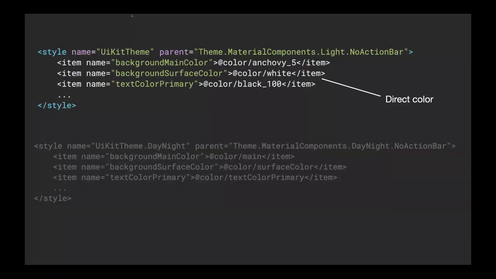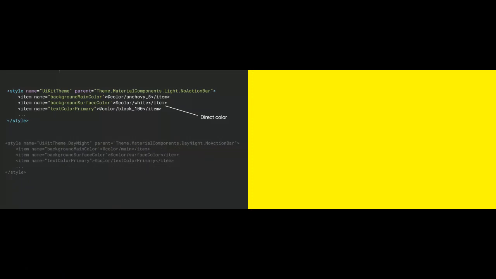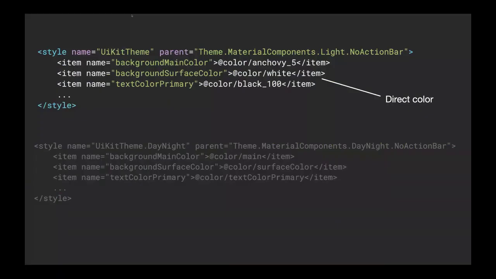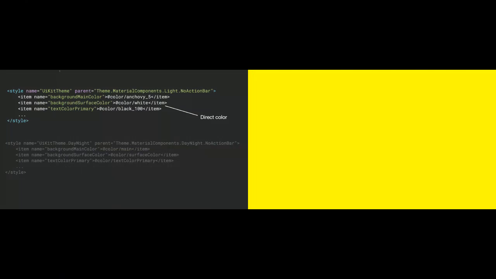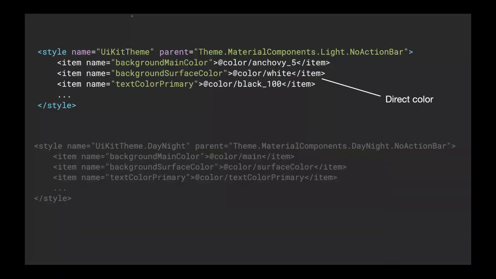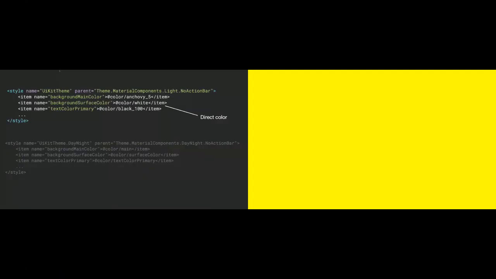And then for both of them, I'm going to define the attributes that we specify in the attrs.xml. And then here's the other trick. For the normal theme that doesn't support day-night, you just define your background main color, background surface color, text color primary, or your own attributes. Here you're going to put the target color straight away. So your main color is going to be anchovy 5, the surface is going to be white, the text color primary is going to be black. But then in day-night, instead of putting a direct color, you're going to specify some color reference, which will then have two different colors.